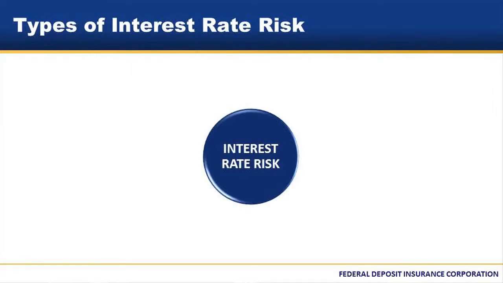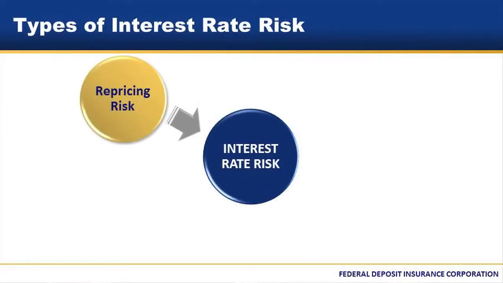On this slide, we have listed these types of risk. Repricing risk is the risk from interest rate change timing differences on a bank's assets and liabilities. In general, all bank interest rate risk models address repricing risk. Increasingly, banks are moving toward models that also consider the other types of interest rate risk.